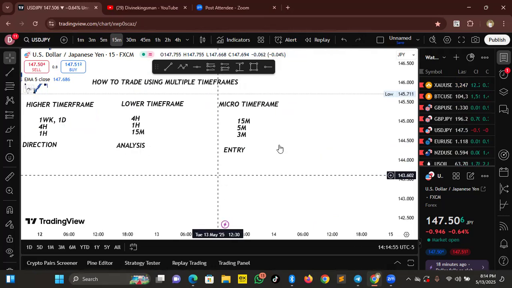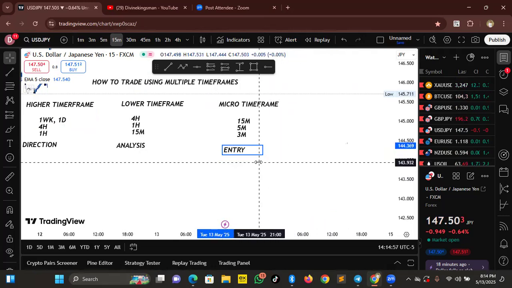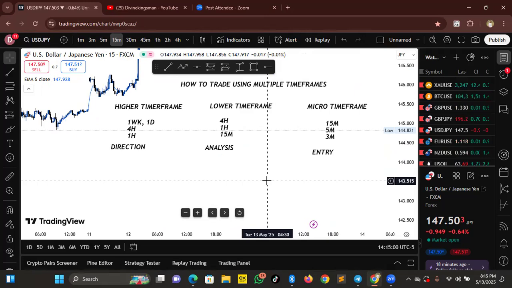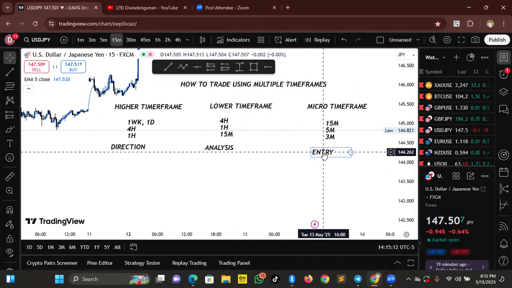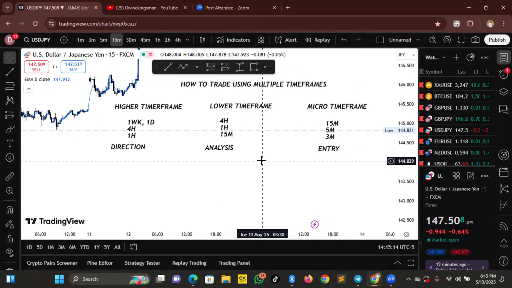So these are the three things you need to do in the market. The first one is for you to look for the direction of the market. The second one is for you to analyze your chart, analyze the market. And the third one is for you to look for your entry, to place your trade either for a buy or for a sell. It's as simple as that, guys. These are just the three things you are going to be doing in the market.